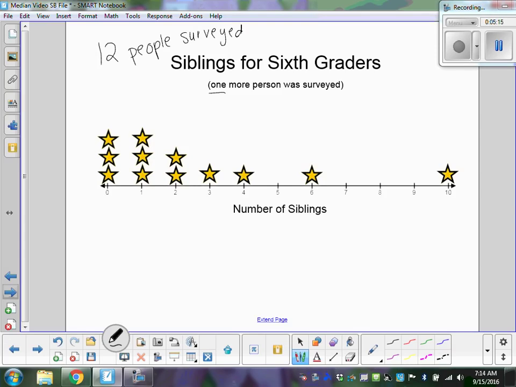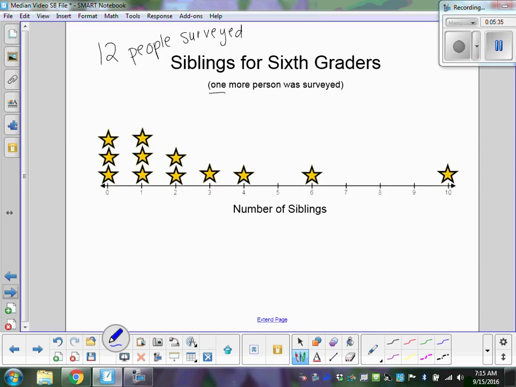So this is just if we took our data from the previous page and we asked one more person the question, and then we put it on our line plot. And I want you to see how this is going to be different because we now have a line plot, but we also have an even number of pieces of data. So I'm once again trying to find the median.